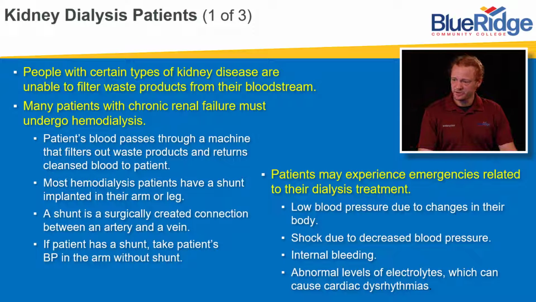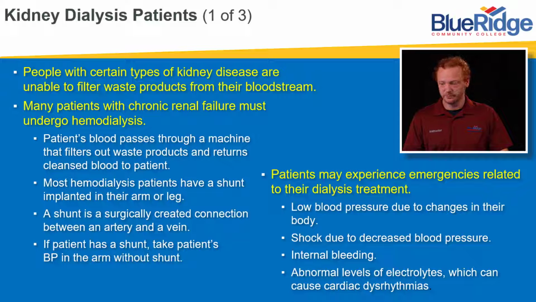Kidney dialysis patients, people with certain types of kidney disease, are unable to filter waste products from their bloodstreams. Patients with chronic renal failure must undergo hemodialysis. Most of these people have to go to dialysis clinics to receive this treatment, though some people can actually do at-home hemodialysis or even peritoneal dialysis. A patient's blood passes through a dialysis machine that filters out waste products and returns the cleaned blood to the patient.